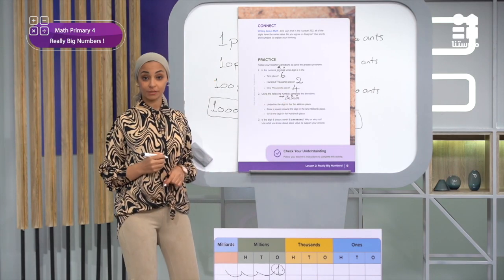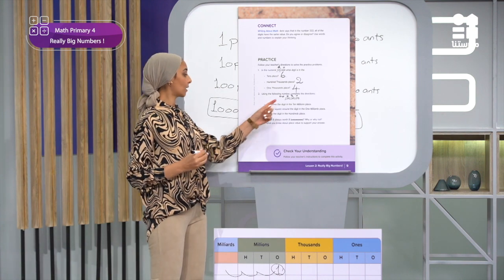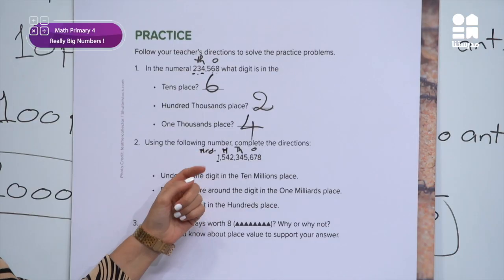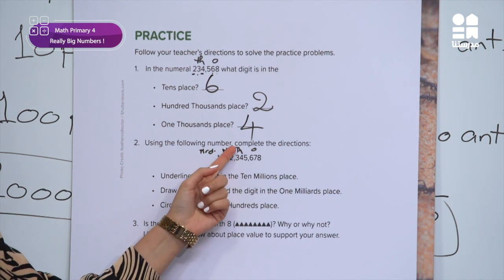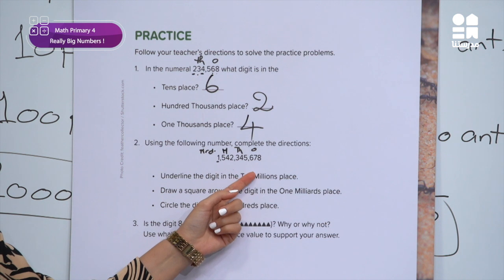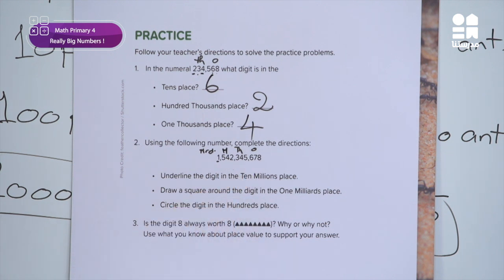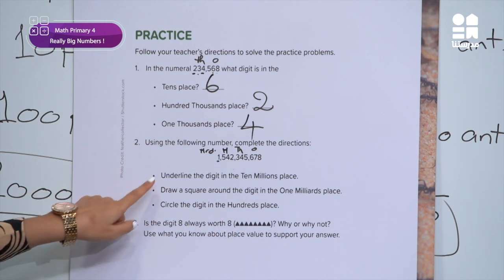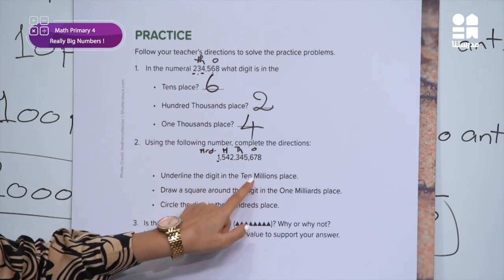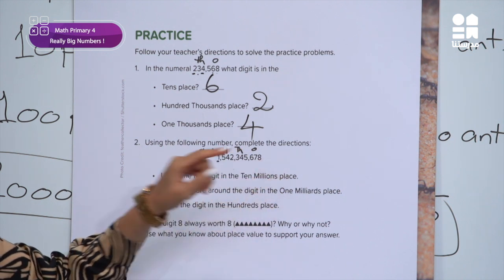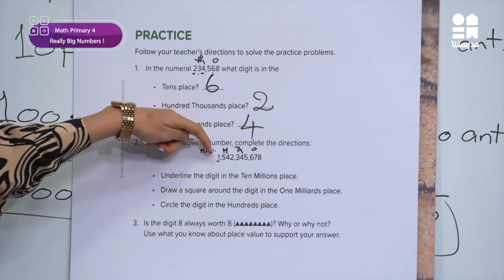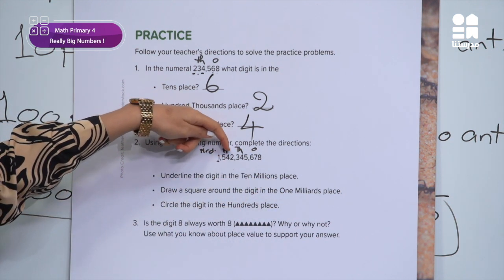First of all, you must read your number. Here I have 1,542,345,678. Okay, now let's see. Here he wants me to underline the digit in the 10 million place. Underline the digit in the 10 million place. First I will go to the million house. Where's the 10 million place?